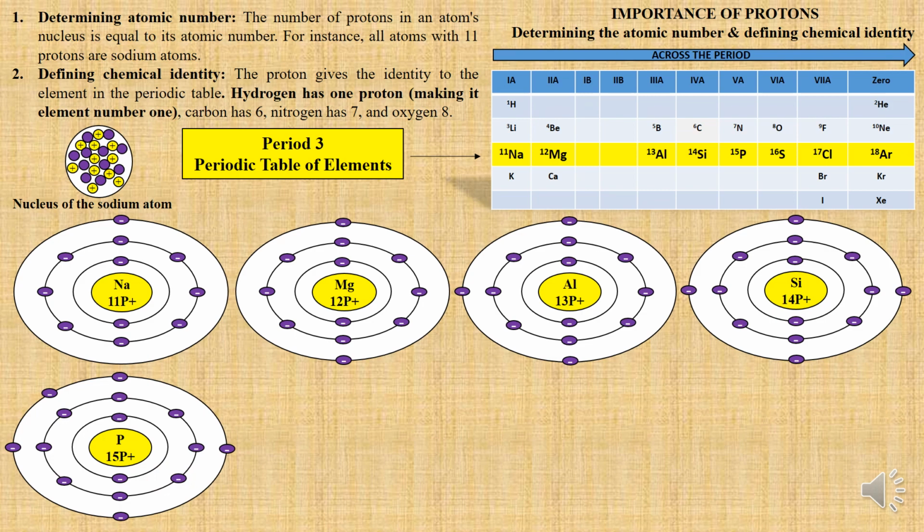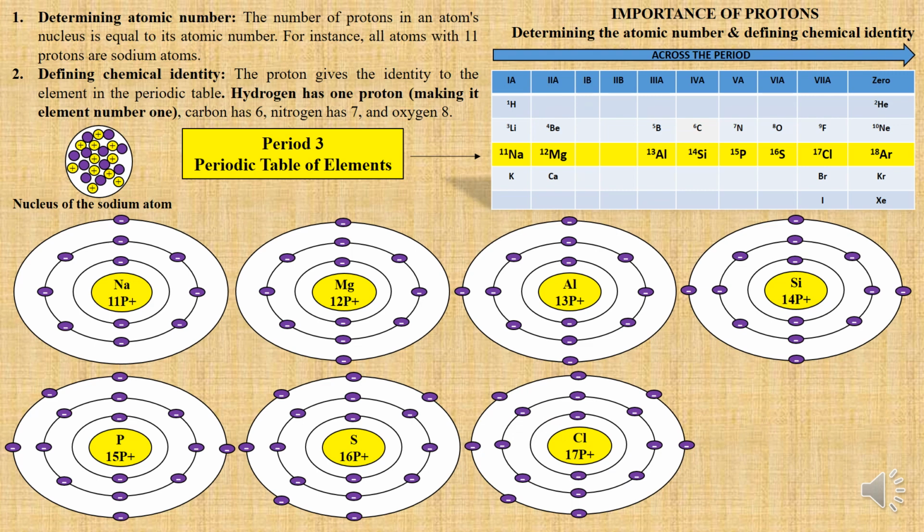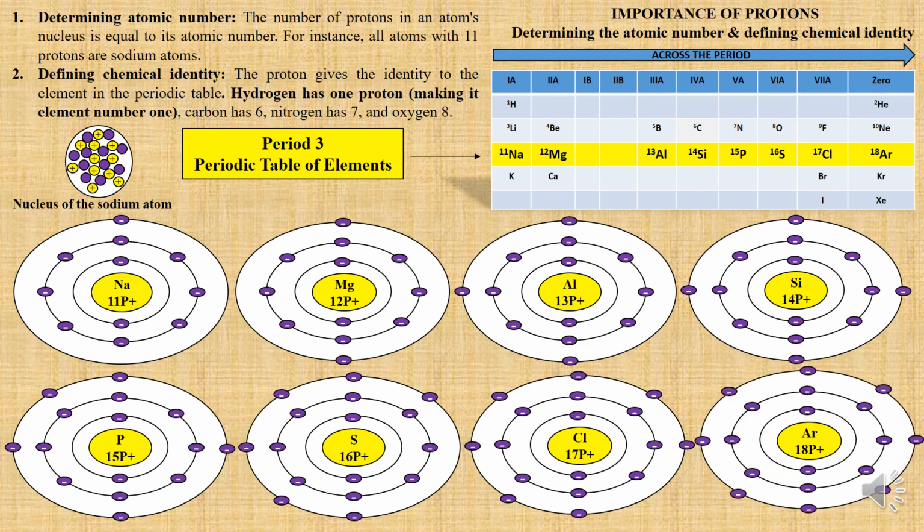Phosphorus is the 15th element because it has 15 protons in its nucleus. Sulfur has 16 protons in its nucleus and therefore is the 16th element. Chlorine is the 17th element in the periodic table because it has 17 protons in its nucleus. And the inert gas argon is the 18th element as it has 18 protons in its nucleus.